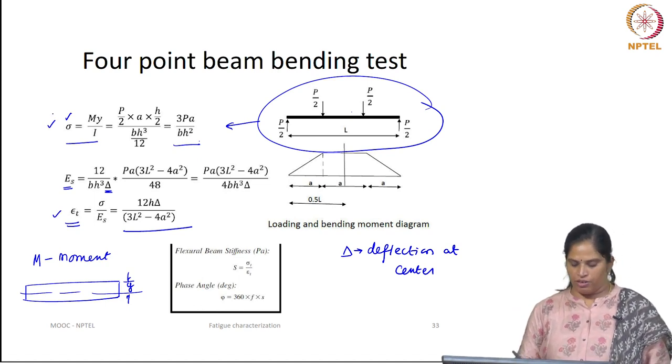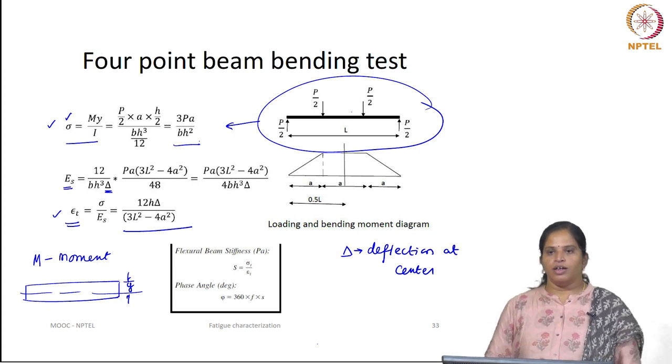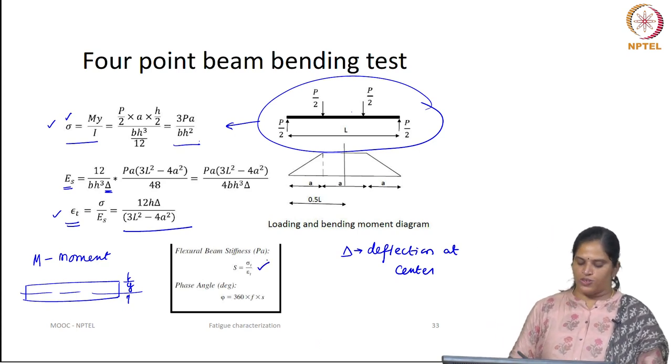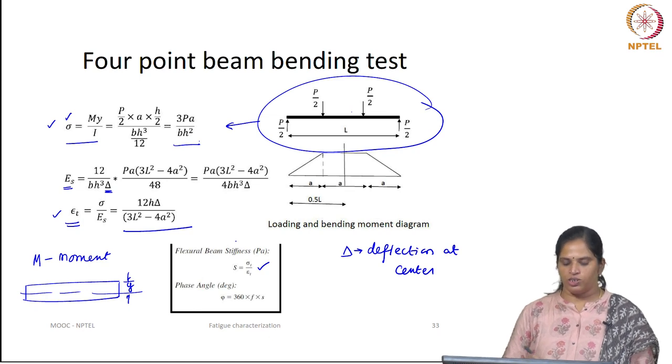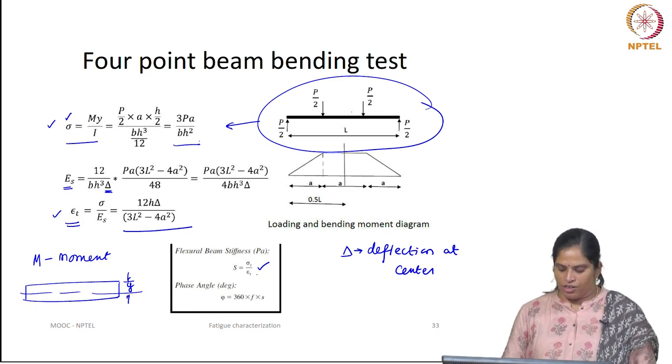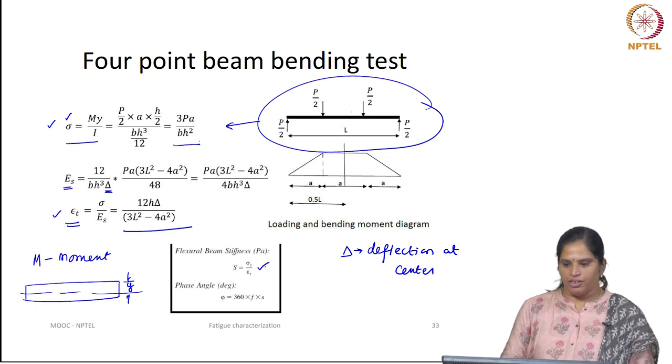If you calculate all this corresponding to the peak load, you will get a peak stress and a peak strain value. Now, the ratio of peak stress to peak strain is what we call the flexural beam stiffness. So, we calculate the flexural beam stiffness for all cycles of loading.